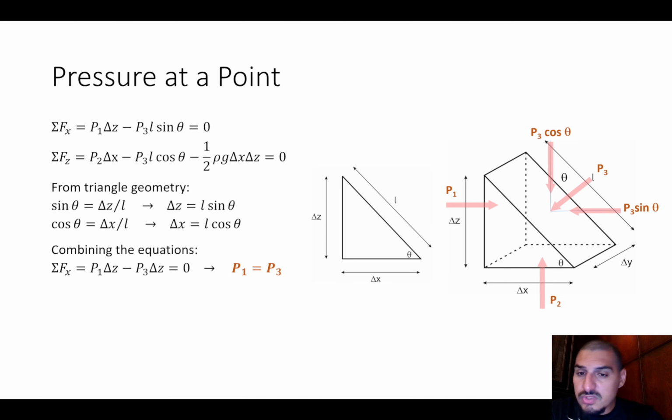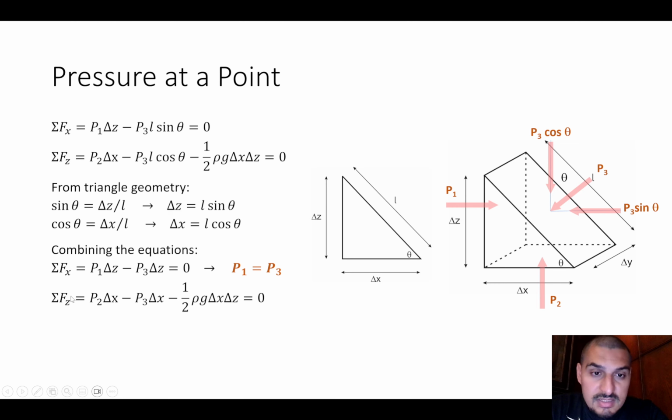By substitution, we find that P1 delta z minus P3 delta z equals 0, which means that P1 equals P3. The same for the z direction: you have P2 delta x minus P3 delta x, minus half rho g delta x delta z equals 0. We can cancel delta x in the three terms, and the equation is going to be P2 minus P3 minus half rho g delta z equals 0.